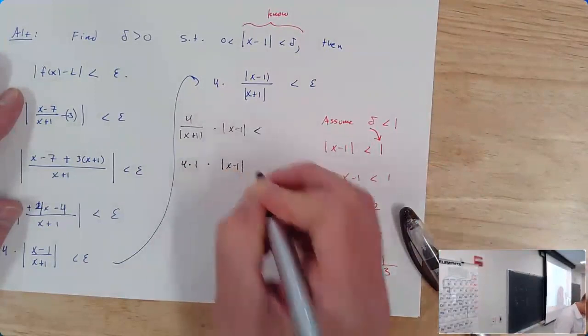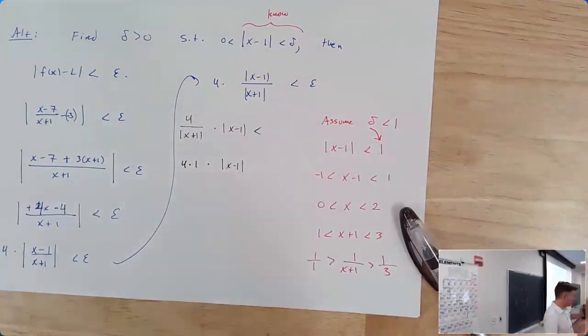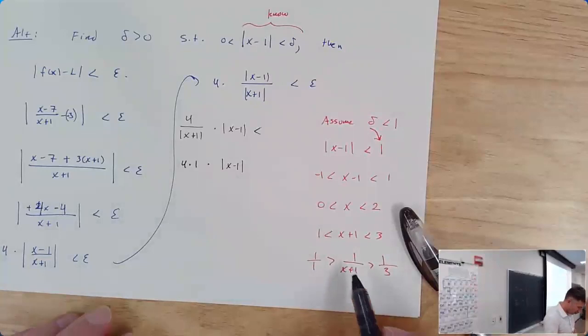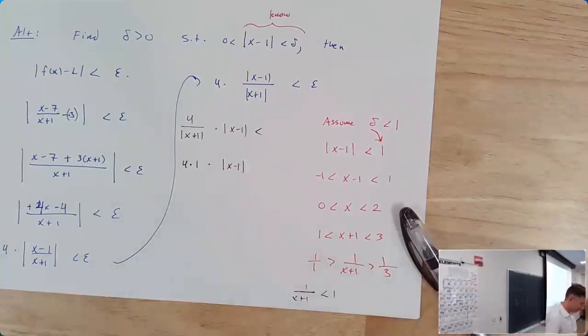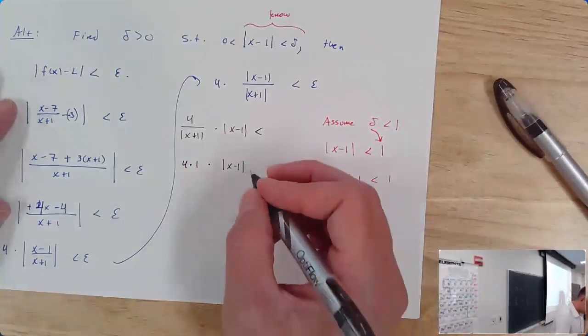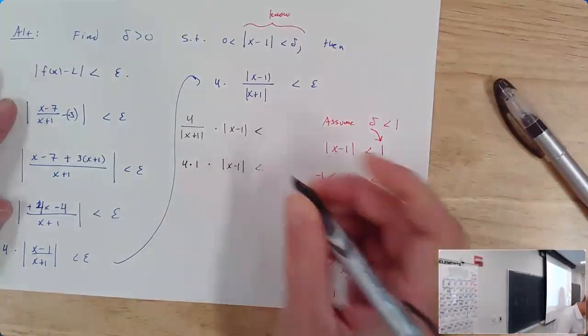Times the absolute value of x minus 1. If that is true, if 1 over x plus 1 is less than 1, then 4 over x plus 1 is less than 4. And then you can say, well, that's what we want to be less than epsilon.